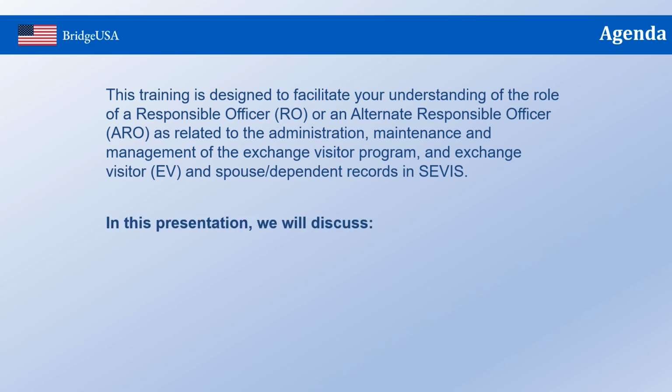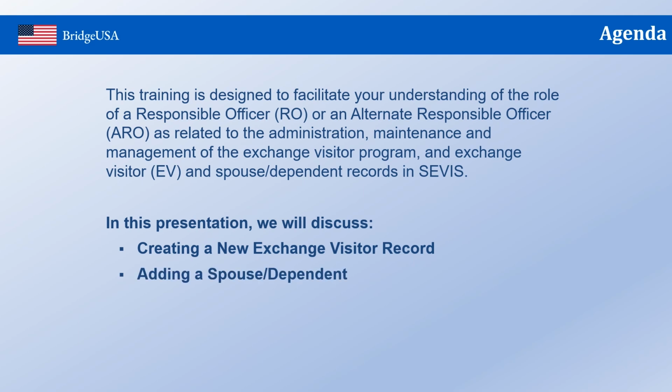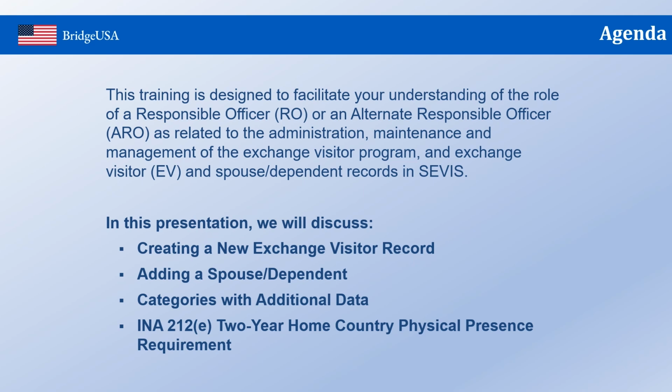In this presentation, we will discuss creating a new exchange visitor record, adding a spouse or dependent, categories that have additional required information, and the 212E two-year home country physical presence requirement.